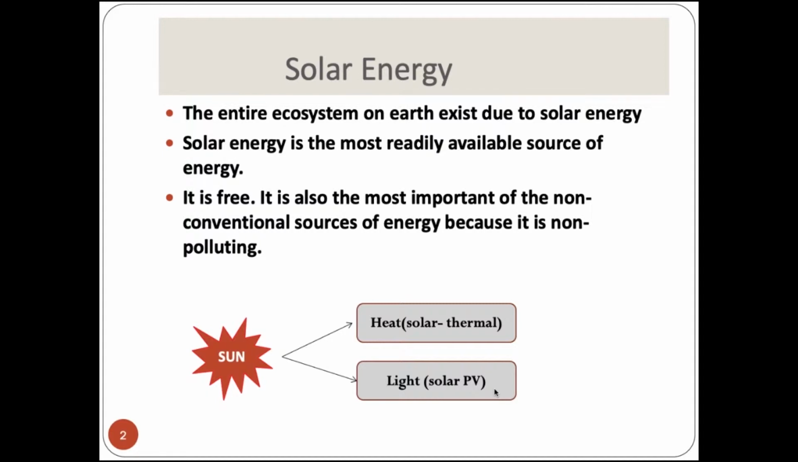The sun radiates two types of energy, as you can see from the figure. One is the heat energy, which is used for solar thermal applications. Secondly, light energy, which we can convert to electricity by using solar photovoltaic or PV cells. This is the topic of my discussion today.